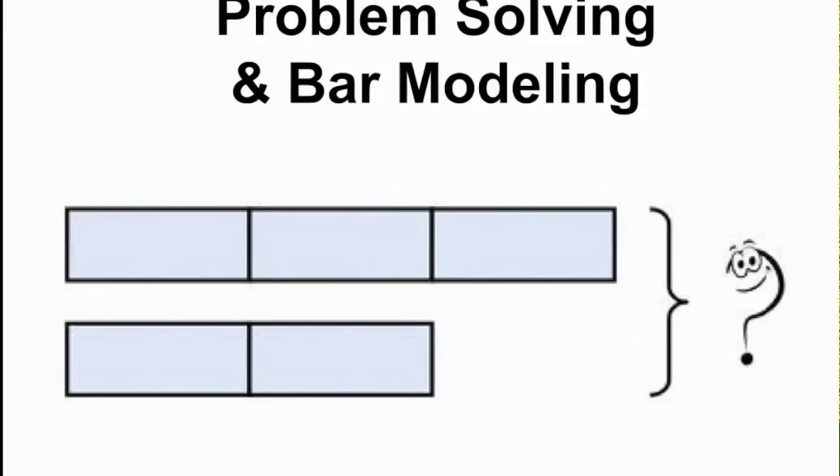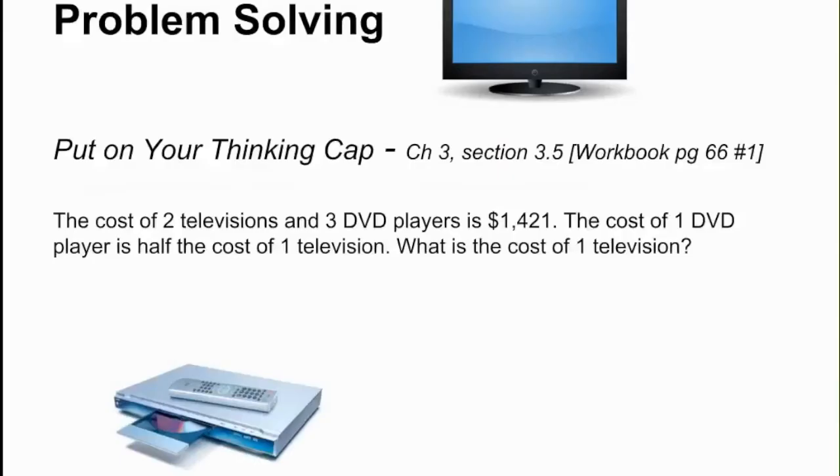One of the major focus points of the program is problem solving using bar models. Take a look at this specific problem. If you notice, it's a put on your thinking cap type of problem. As we had mentioned earlier, these problems require problem-solving strategies and application of critical thinking skills. This is taken from Grade 4, Chapter 3, and our goal is to find the cost of one television set.